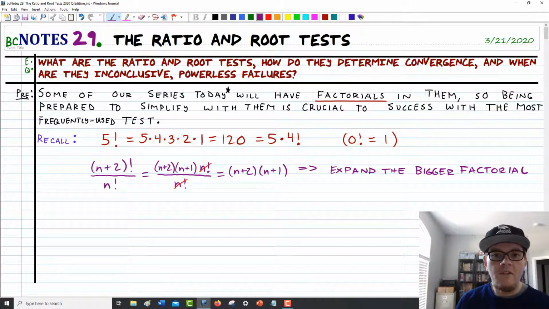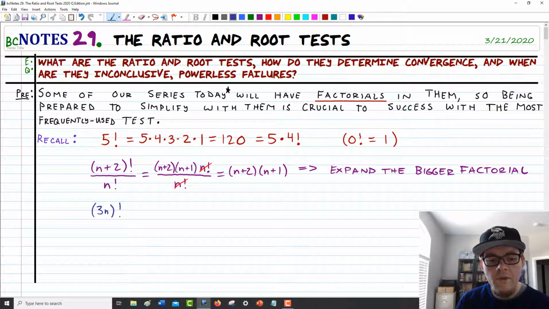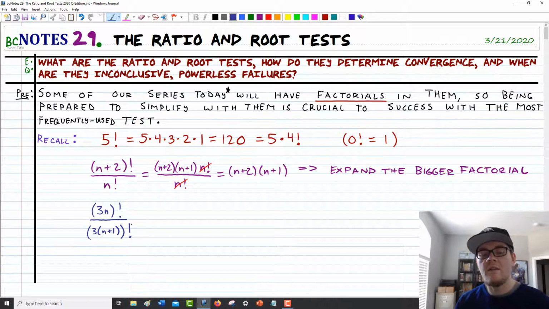There we go. Okay, so having said that, you might go, cool, that's not that bad, I can handle that. But the truth is there are some problems that are going to be slightly more difficult, or involve a little bit more. And this one comes directly out of the work that we're going to do here. So let's say that we have 3n factorial divided by (3 times n plus 1) factorial. Again, this is something we will see, stuff very similar to this, with the ratio test. So having said that, there are a couple things to do here.